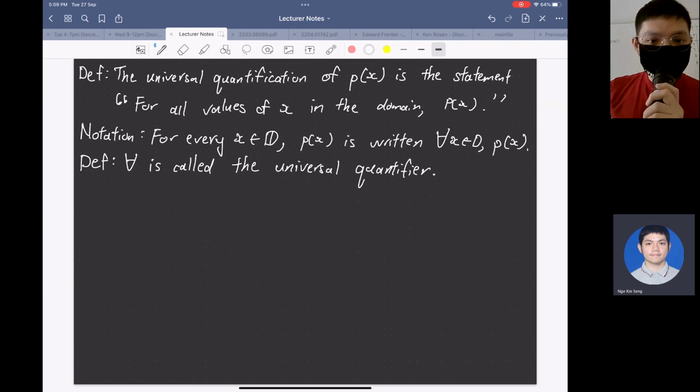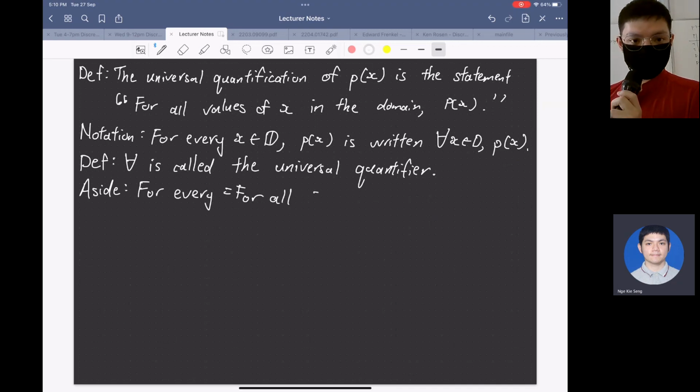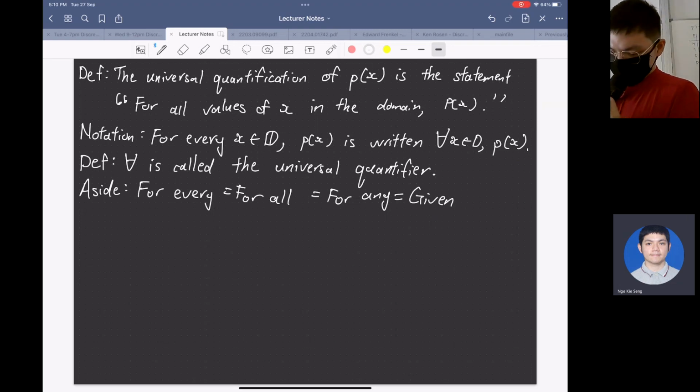What else? Like what I said, there are similar ways to say it: for every, for all. What else? For any, also can. Or maybe given something, it works, everything works. Also can. So let's do an example. Must not miss this example.